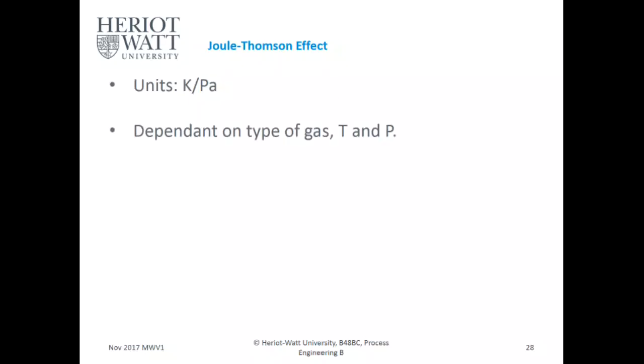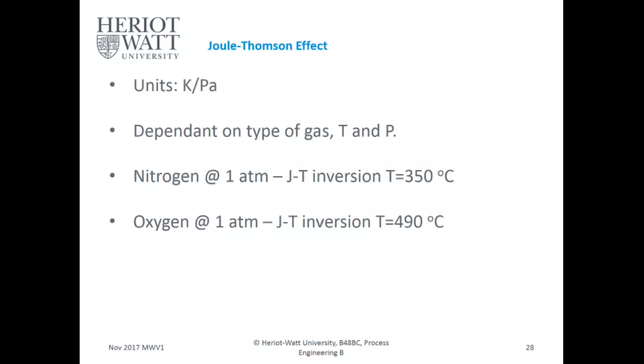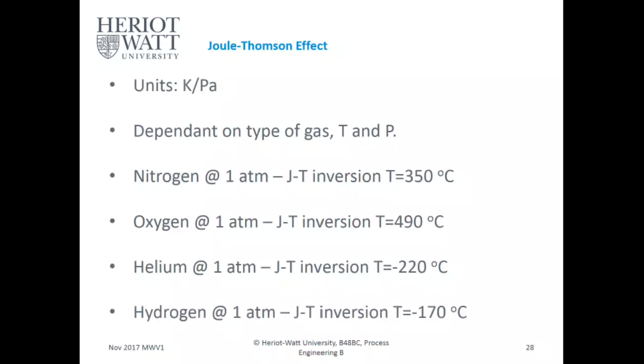The units for the Joule-Thomson effect are usually Kelvin per Pascal, so the change in temperature in relation to pressure. These depend on the type of gas, the temperature, and the pressure. For nitrogen at 1 atmosphere, the JT inversion is at 350 degrees. For oxygen, that's 490 degrees at 1 atmosphere. But for helium, again one of those uncommon gases, the JT inversion is at minus 220 degrees. So at normal atmospheric temperatures, the temperature increases when it goes through a constriction. That applies to hydrogen as well, with an inversion of minus 170 degrees.